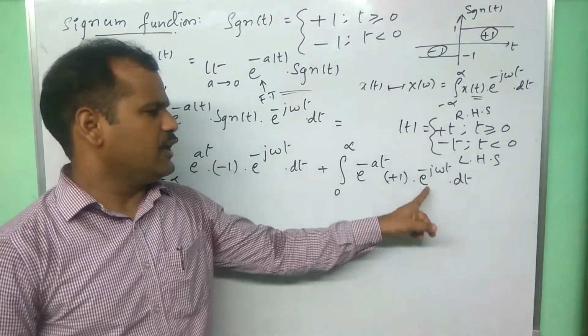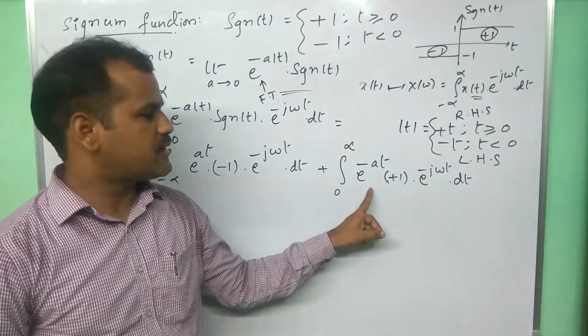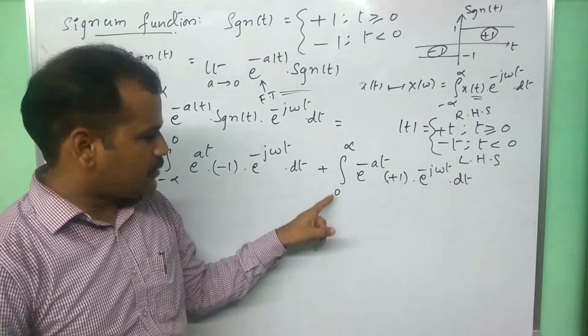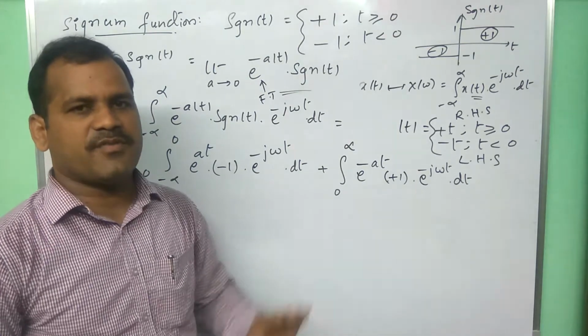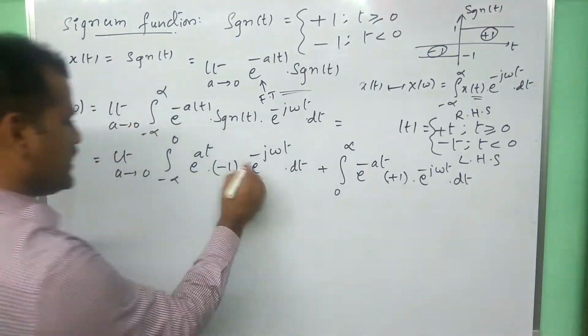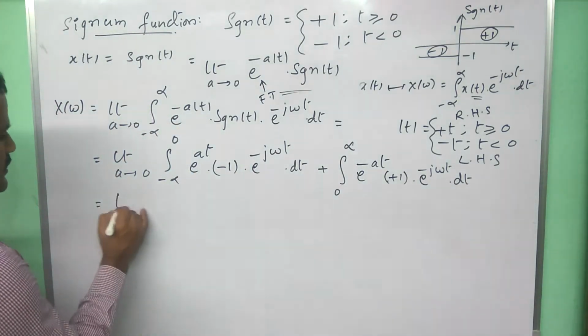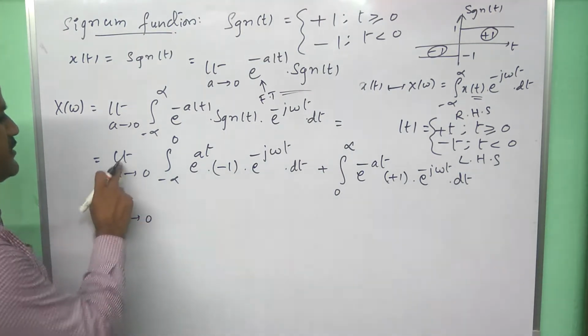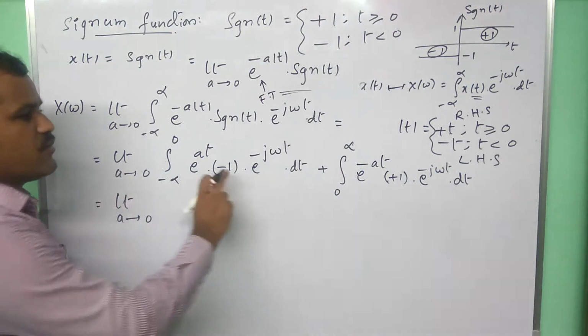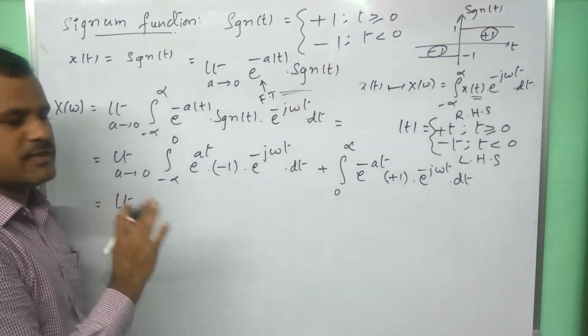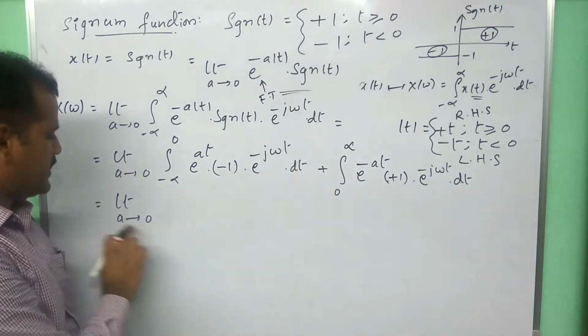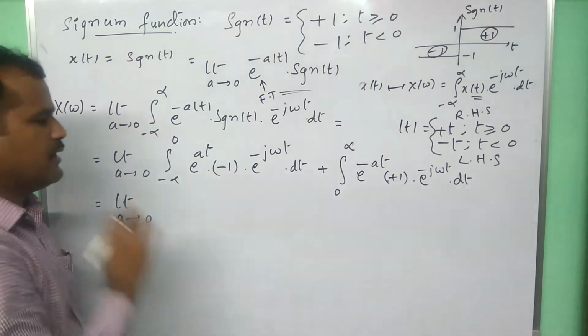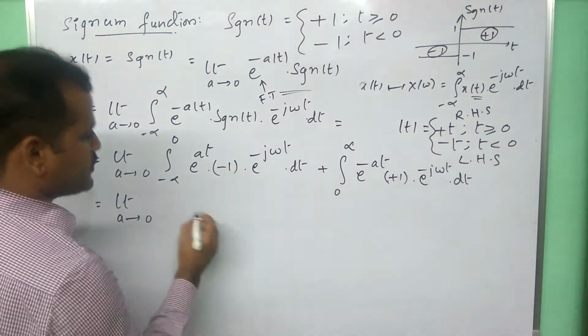So as usual, let us combine these two exponentials, integrate, substitute the limits, and simplify for the final expression. In the next step, let us combine both exponentials. I am writing this limit a tends to 0 only once, for the two terms it is applicable. After simplifying all the expressions, I will take the limit a value 0.